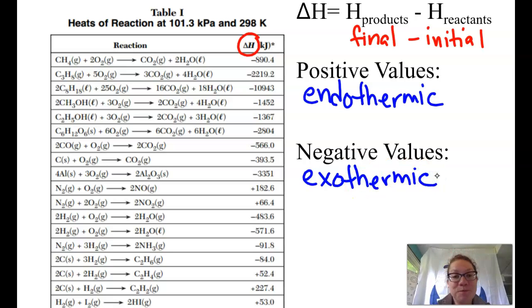All right, so Table I will tell you if a reaction is exothermic and gives off heat, or if a reaction is endothermic and absorbs heat. So I just wanted to take a look at Table I. Table I here is actually broken up into sections. So I just wanted to show you what those sections were. This first section here, you'll notice that these reactions all have something in common.